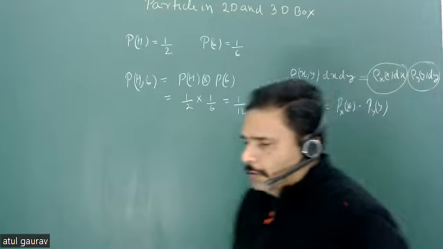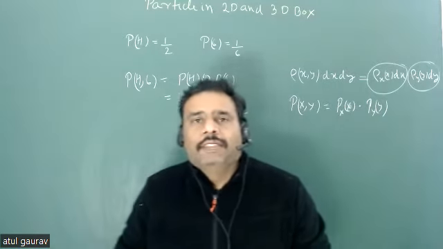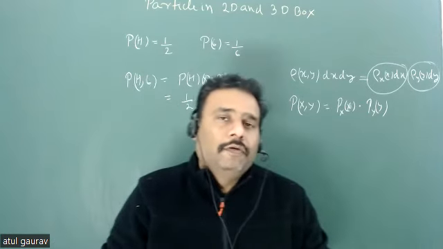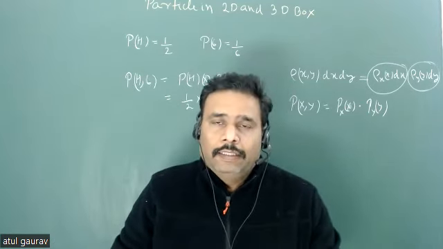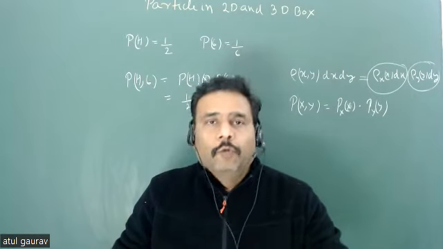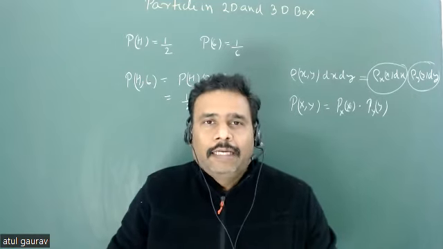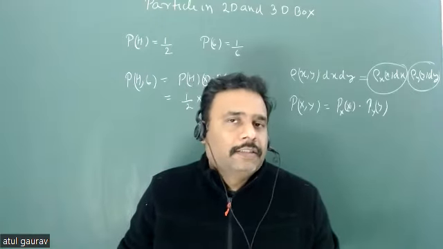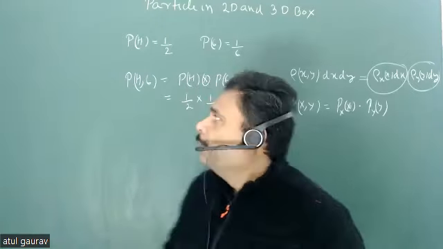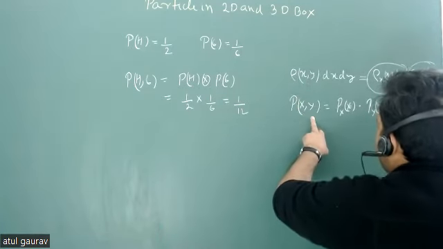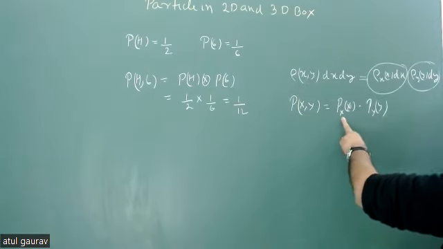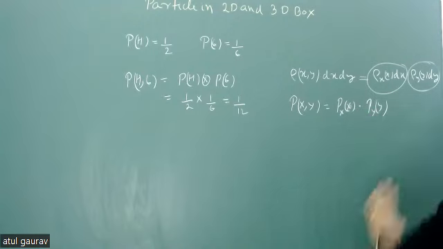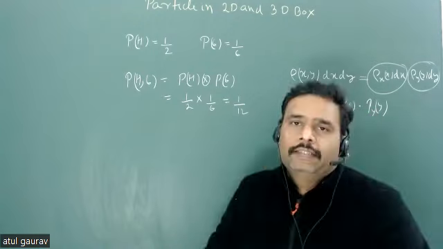So it's a wonderful thing. If your outcome is random, and your experiment has more than one variable, and these variables are random and independent of each other, this is very important, then the probability of getting the combined event is nothing but the probability of getting the first event into the probability of getting the second event. You can directly multiply.